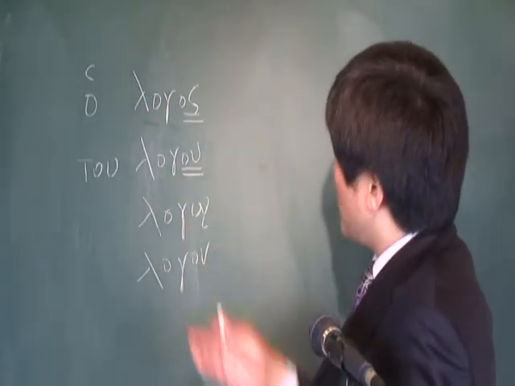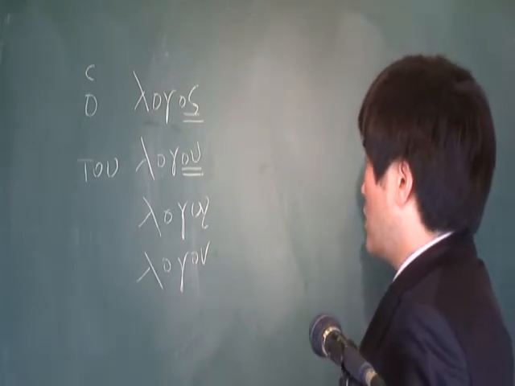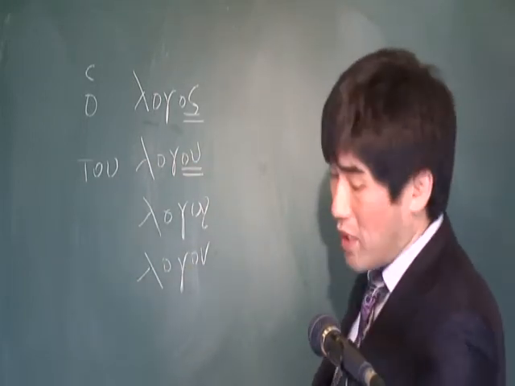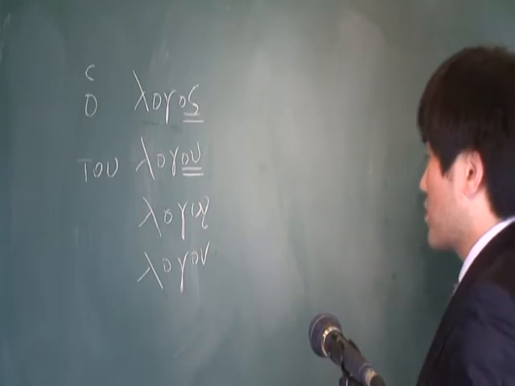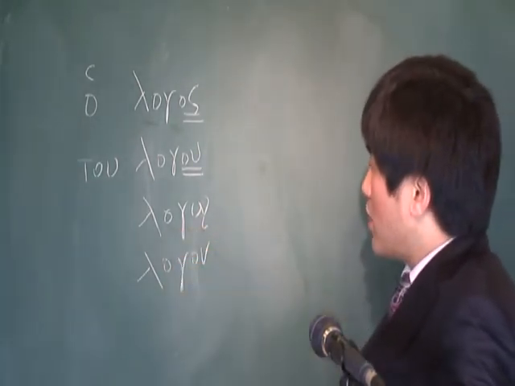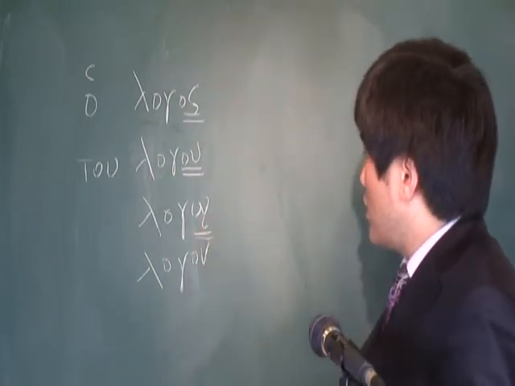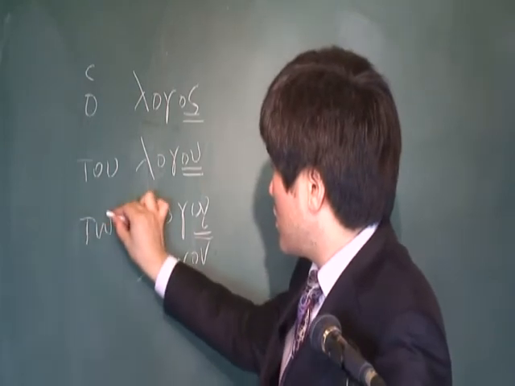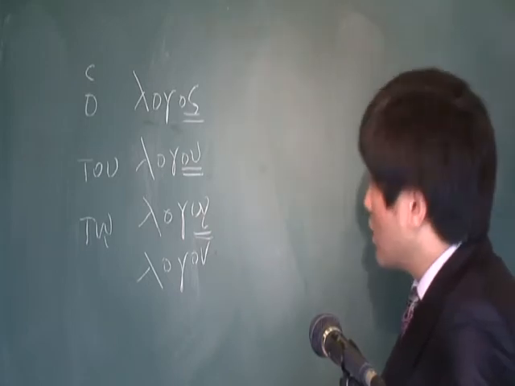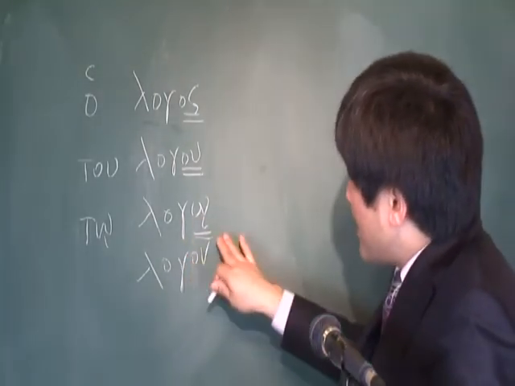Then they will become the following forms. Please read along. Ho, tu, to, ton, hoi, ton, tois, tus.